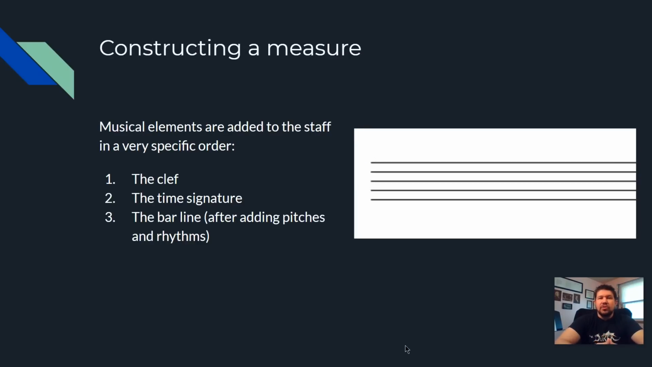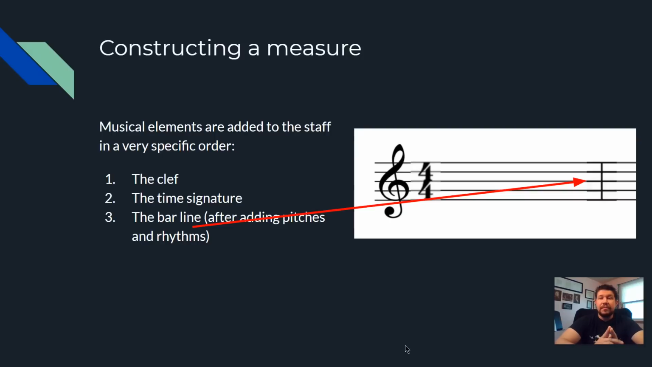So to construct a measure, we need to add the elements of music in a very specific order. So first things first, with a blank staff right there, we are going to add our clef. The second thing that comes in the measure is going to be the time signature. Now remember, when we're adding these things in there, this is not in every single measure. The clef doesn't go in every single measure. It goes in the first measure, the same with the time signature. But now we also need to end that measure. So then we add the bar line, which is added after adding pitches and rhythms.